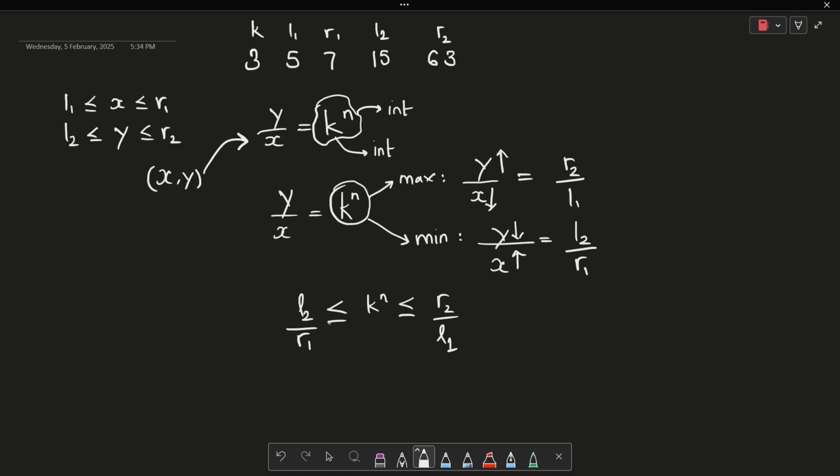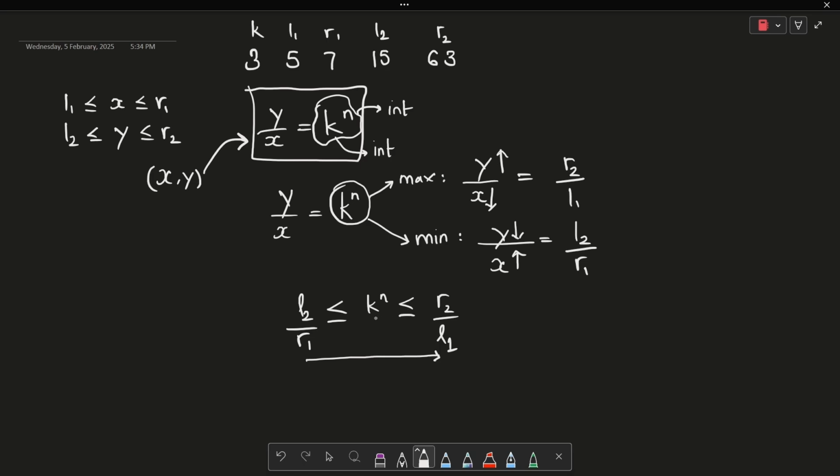Now I need to find some kind of algorithm that can iterate through this range, and then I can simply check the ordered pairs x, y which satisfy this base condition. I can find those pairs. So what can be the maximum size of this range? Like, what can be the worst case?